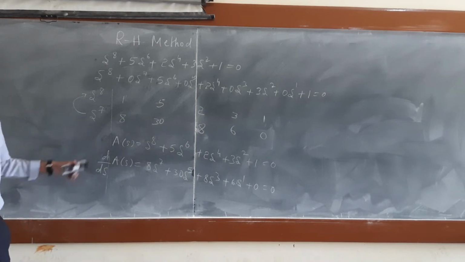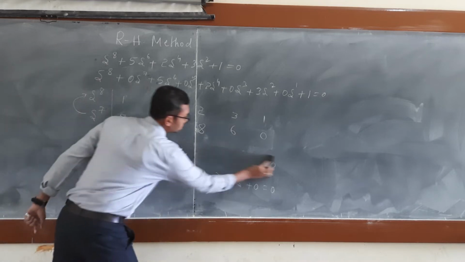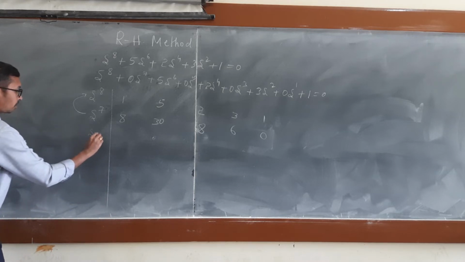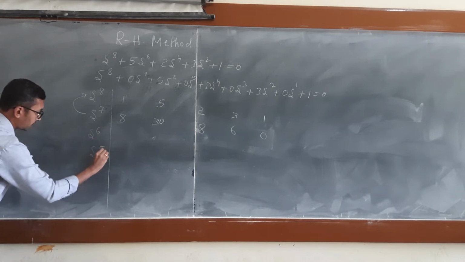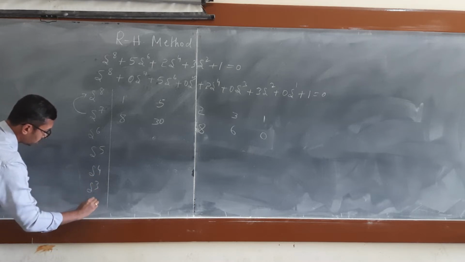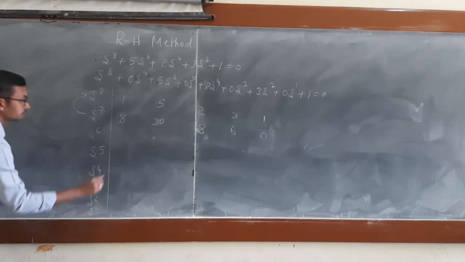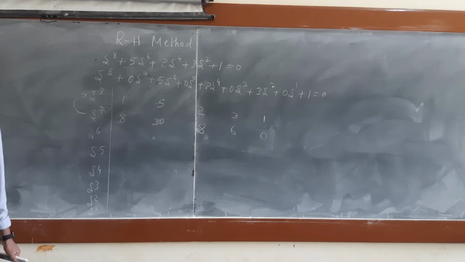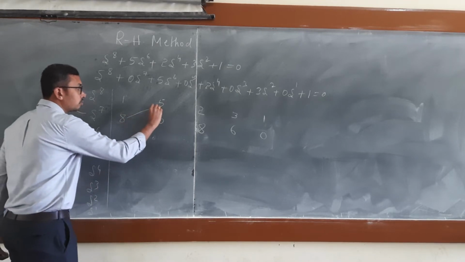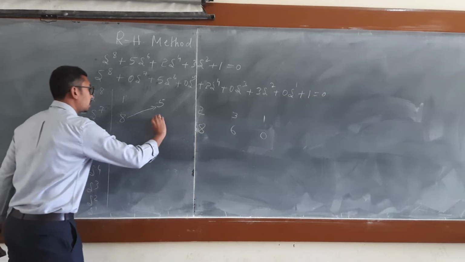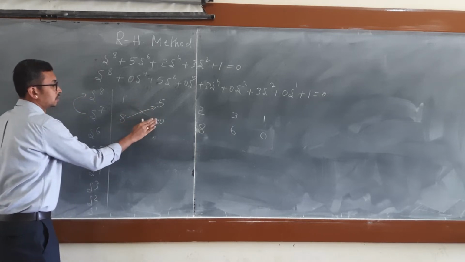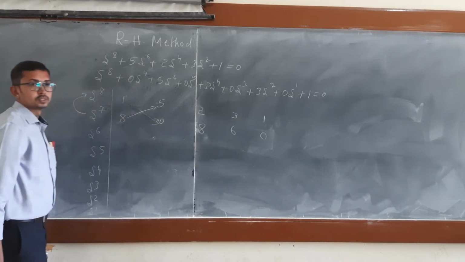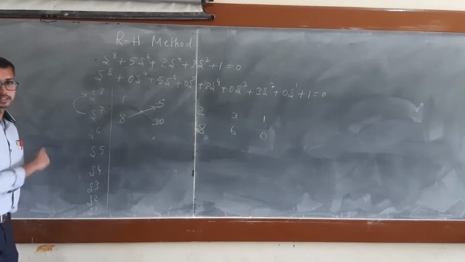Now I got the two rows, right? So now I am going to continue this. How? So what is this? s to the power of 6, s to the power of 5, s to the power of 4, 3, 2, 1, and I need to write the s to the power of 0. So how to continue this? 8 into 5 minus 30 into 1 divided by 8. So like that you need to complete the array. Right? Please try to do it and tell me the answer.